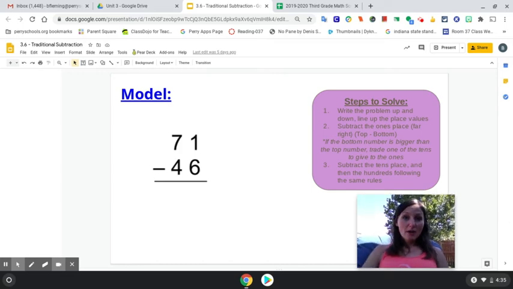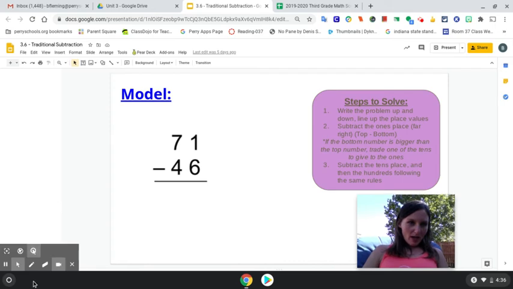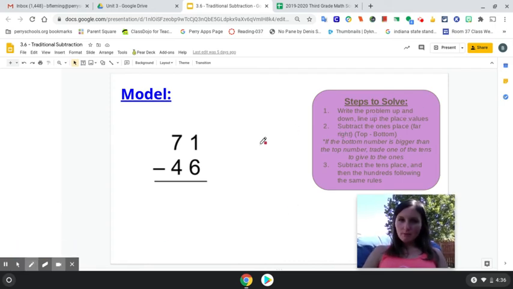Boys and girls, okay, so for today, I'm picking how to solve this subtraction problem using the traditional method. This is actually my favorite method. This is what you're going to be seeing me do whenever I solve subtraction. All right, so I'm going to follow the first step, which says to write the problem up and down, line up the place values. That's already done for me.